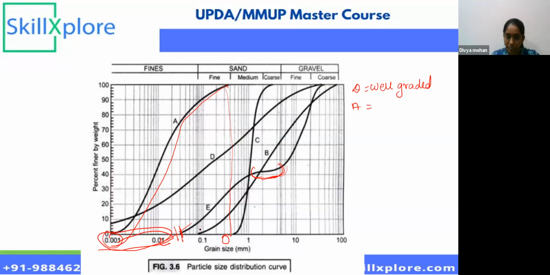Okay, and this B graph. This B graph starts only from 0.1 mm size particles, and it is devoid of this range of fines. So here it starts from here and it covers this range completely. It is well graded in this range, but it is devoid of fines. And this one is the interesting graph. C. C is a uniformly graded soil.